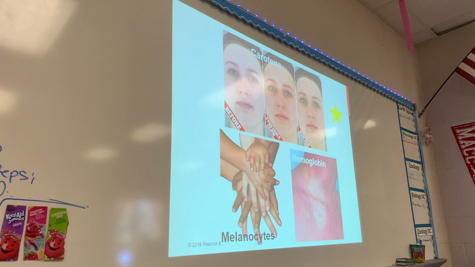Melanocytes, this is just a variation of different colors of melanocytes and how it can change the skin appearance. And then hemoglobin, a flushed appearance of hemoglobin, how skin can appear flushed with that kind of variation.